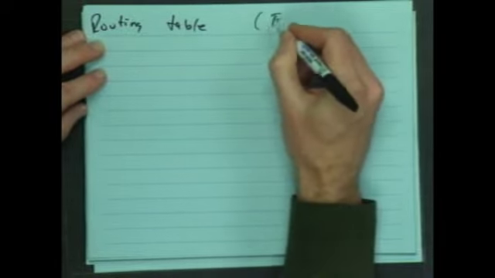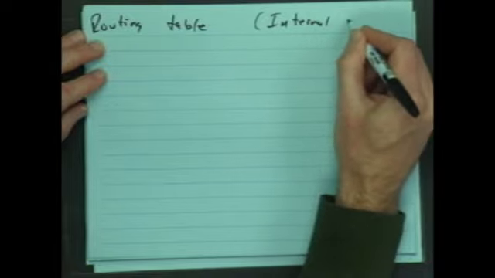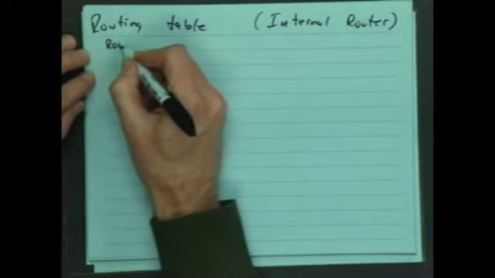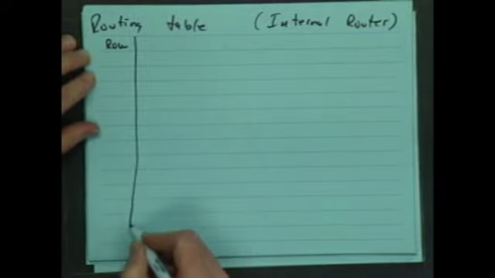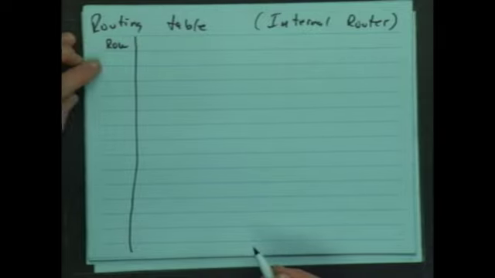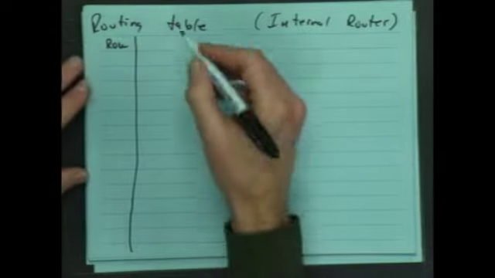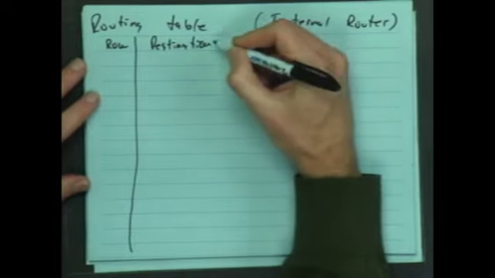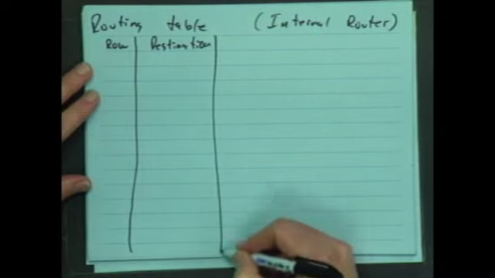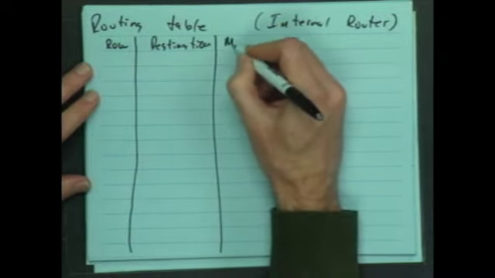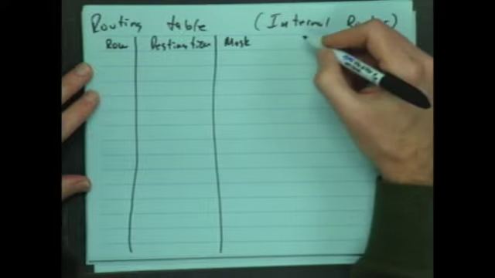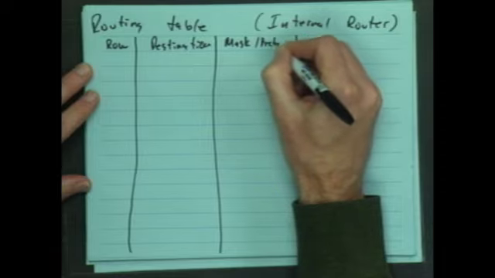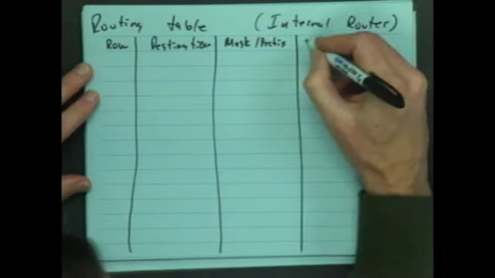has several columns. So again, this is the one for the internal router. Okay. First, I'm just going to have a column for row. This is a row number, and it doesn't really matter. Just that we start at the top and we go down. There's going to be a destination. So this is where is the packet going. Then we're going to have a mask. And I'll show you two different ways here. Put here prefix. Then we're going to have a metric.